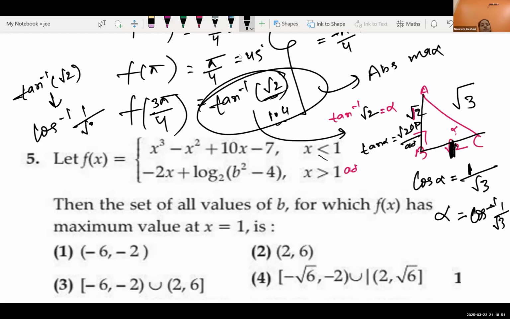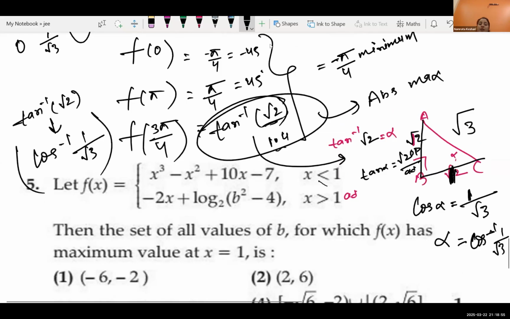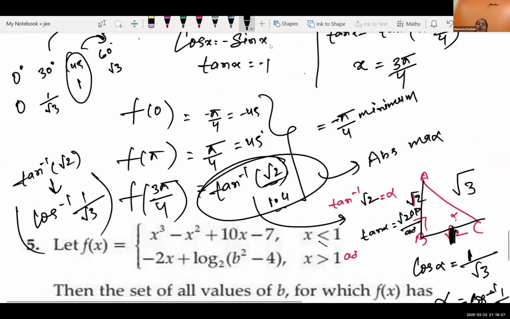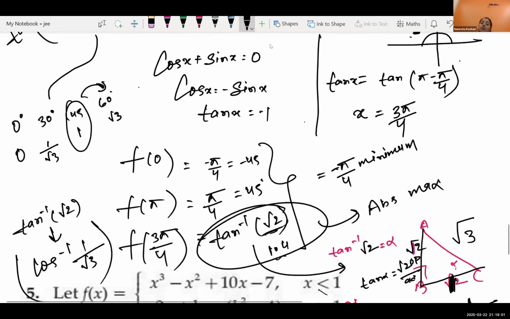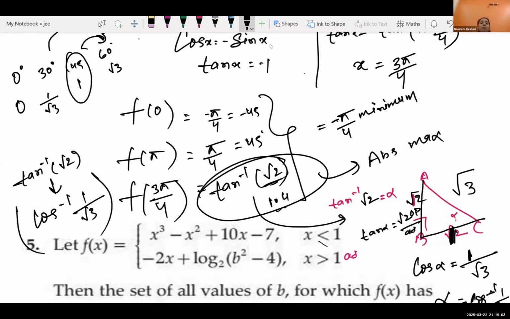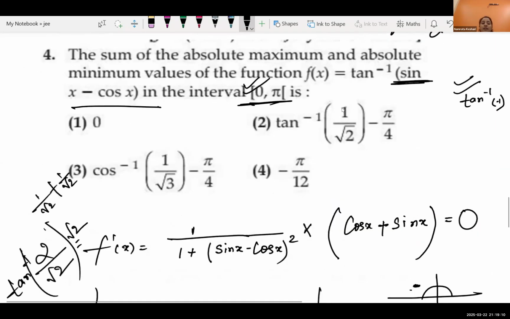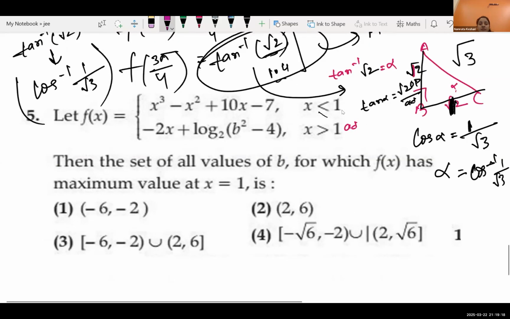right? Yes, ma'am. Okay, now we have to take the summation of the absolute maxima and absolute minima. So cos inverse 1 by root 3 minus pi by 4, because when we add this negative, this is what we'll be getting, the third option. Yes or no? Clear?